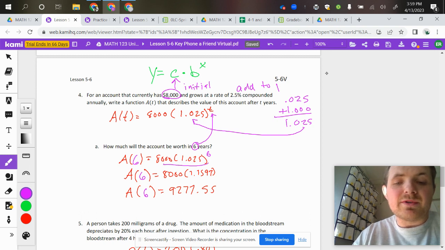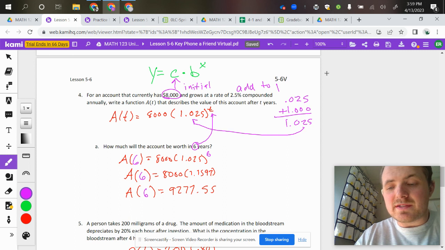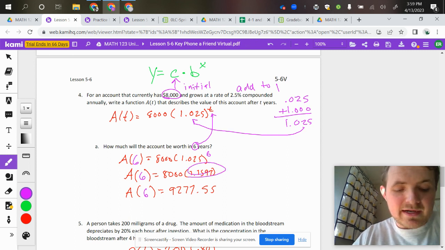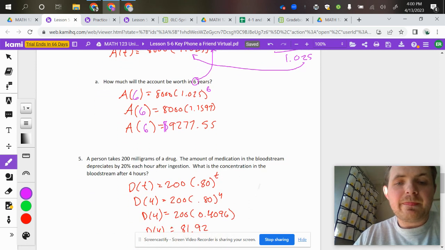Again, we do not want to multiply those first. We want to do the exponent. We want to do 1.025 all to the 6th power, getting this decimal right there, and then multiplying those by 8,000 to get a total of $9,277 after 6 years. Hopefully that wasn't too quick for you.